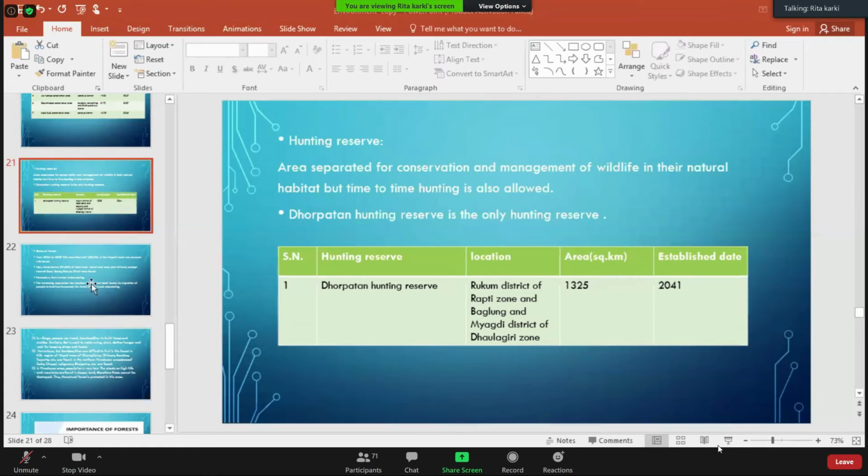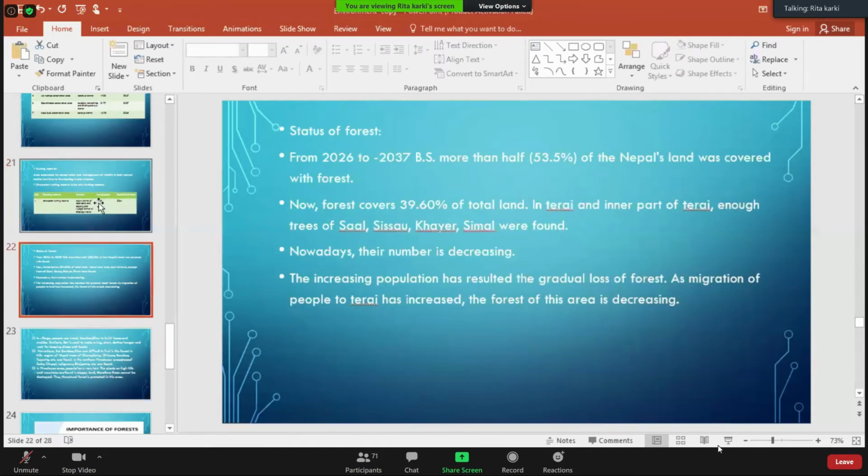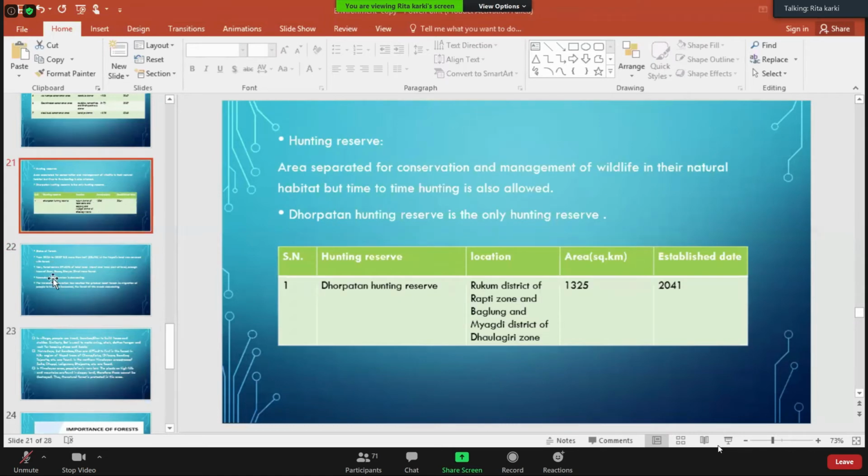Clear? So next, I guess, you have already studied hunting reserve. There is only one hunting reserve in our state, that is the Shuklaphanta Hunting Reserve, established in 2041 Vikram Sambat and occupying a total area of 1325 square kilometers. As you have already studied, this is a separate area where conservation and management of the animals are done, and from time to time legal hunting is also allowed. People with a hunting license can go to this reserve and hunt some of the animals that are listed in the hunting reserve itself.